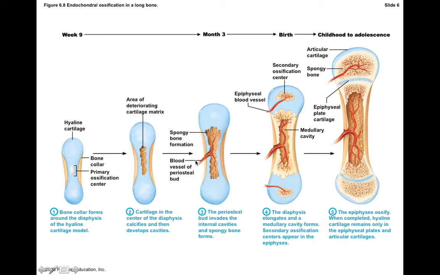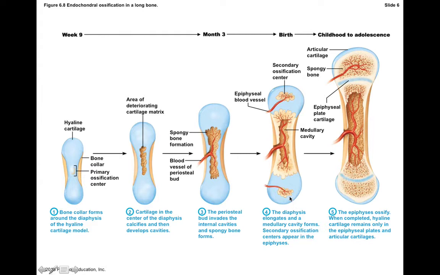The third step here is the periosteal bud invades the primary ossification center. This brings in your blood vessels, your nerve fibers, and osteogenic cells and osteoclasts, which effectively then turns this area into technically bone, because now it's got blood vessels. And then the fourth step here is that the diaphysis begins to elongate. All the cartilage is actually eliminated from the diaphysis, so what you're left with is just bone.